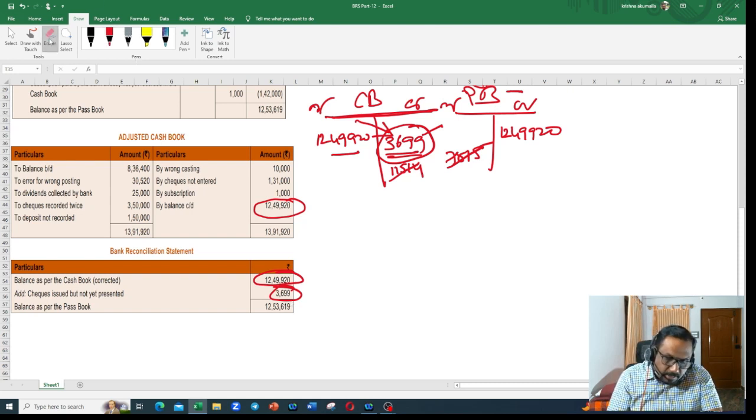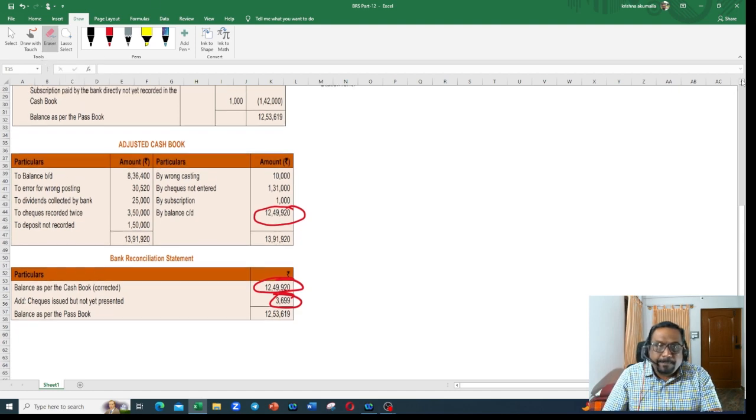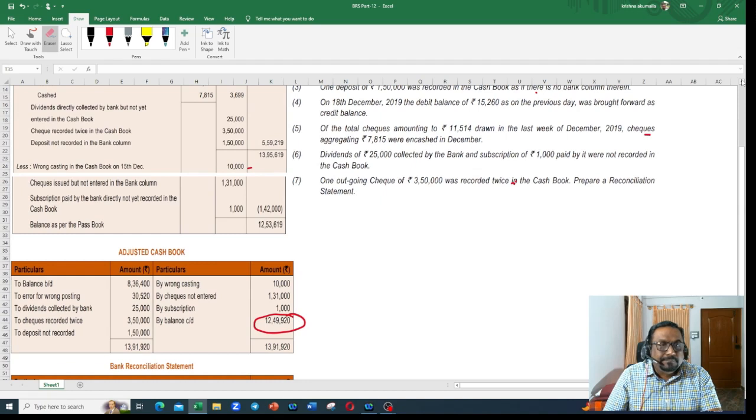So now, what are the next points in this problem? Let us go up and see the problem. Dividends of 25,000 collected by the bank and subscriptions of 1,000 paid by it were not recorded in the cash book. See, dividends 25,000 and subscriptions 1,000 we have adjusted in the cash book because these two are omissions in the cash book. We have already taken them into account while doing the adjusted cash book. So if the point is already considered in the adjusted cash book and the balance is already arrived at, you don't require to consider that as a part of reconciliation. Hence, these 2 points are not going to be part of the reconciliation.